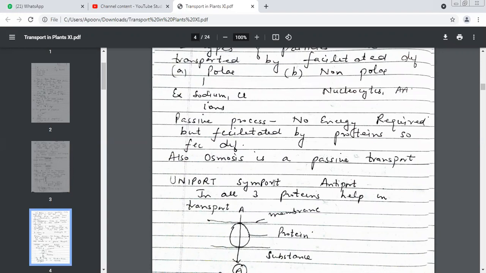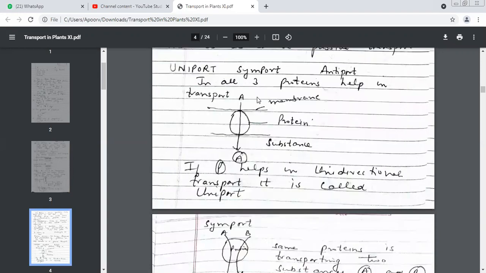Acha chalo. Now tell me about this. What is happening in this? How many molecules are moving from here to here? One molecule. And it is moving in one direction only. So this kind of transport is known as? Uniport. Good.